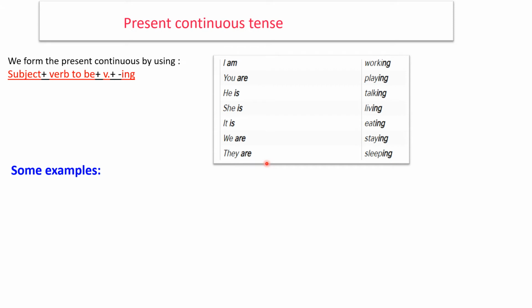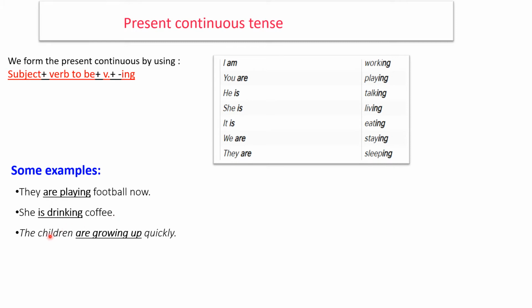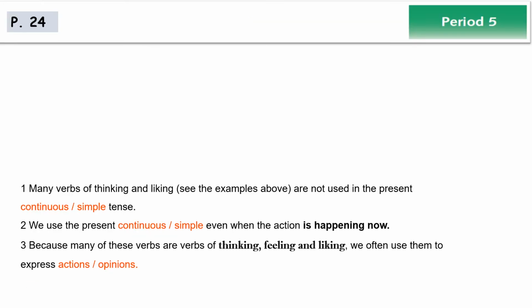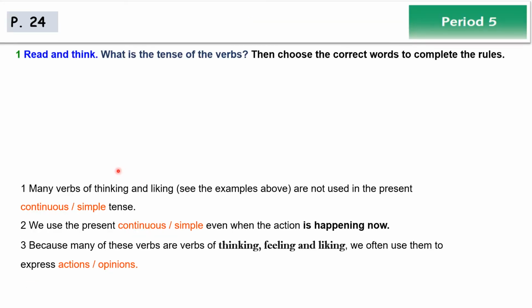Some examples about the present continuous. They are playing football now. She is drinking coffee. The children are growing up quickly. The climate is changing rapidly. Your English is improving.